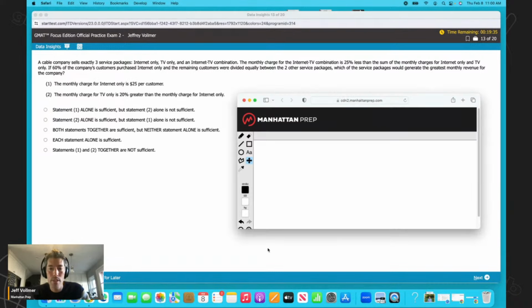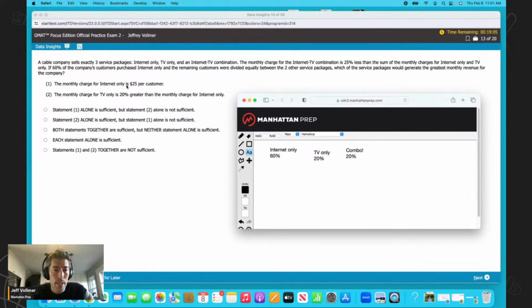Okay, so there's another inference in here. Let's just go ahead and jot this down. So we got internet only, and what we know is that's 60%. The other two are divided equally. So TV only and the combo have to split the remaining 40%, so they would each get 20%. So the combo, 20%.